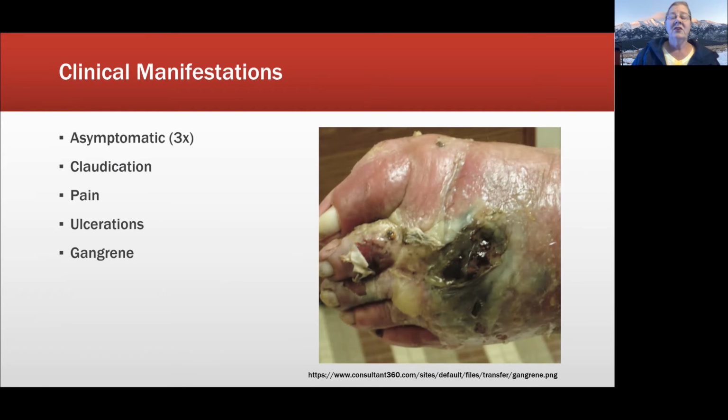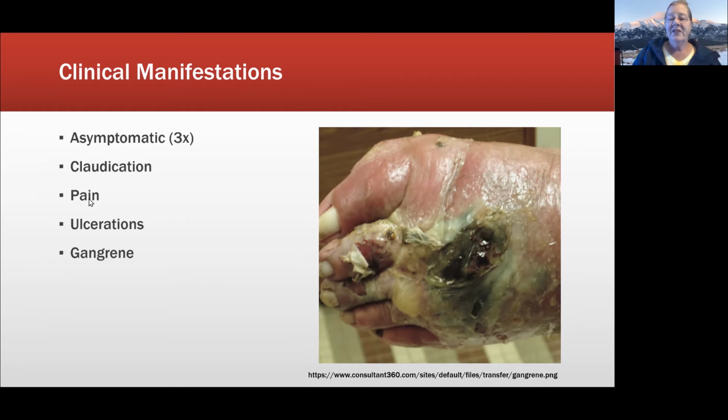Clinical manifestations. So I think it's interesting that there are 3 times as many people who have asymptomatic peripheral artery disease compared to those who have symptoms. When we talk about symptoms, the most common is claudication, and I'm sure you recall intermittent claudication. But where we have intermittent problems, when you have high activity, you can have a narrowing of those vessels, which causes pain.